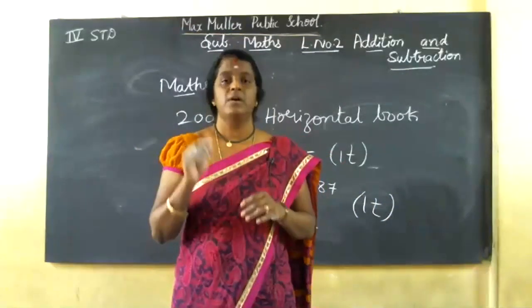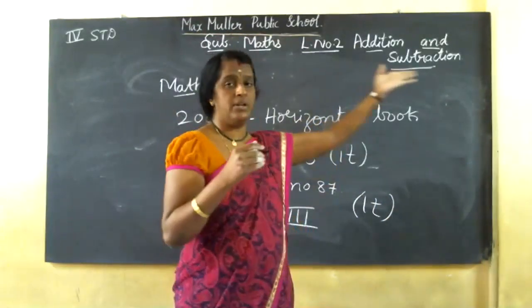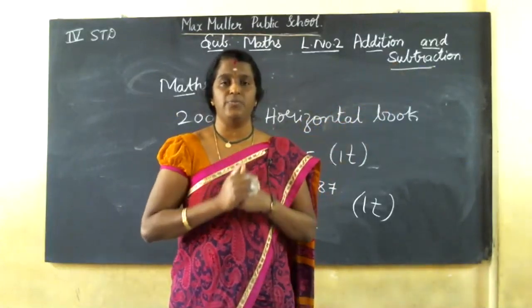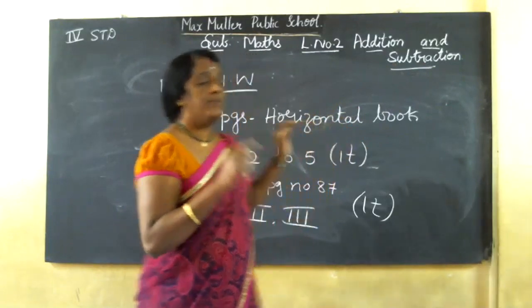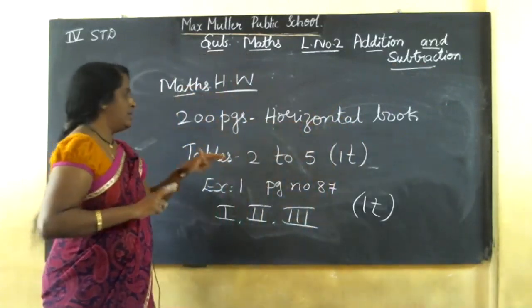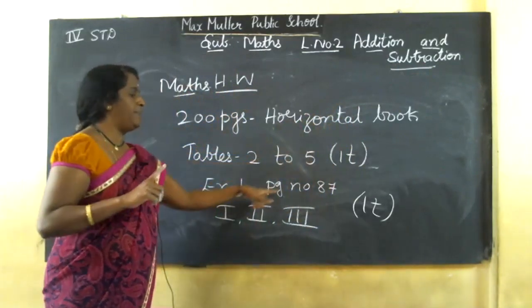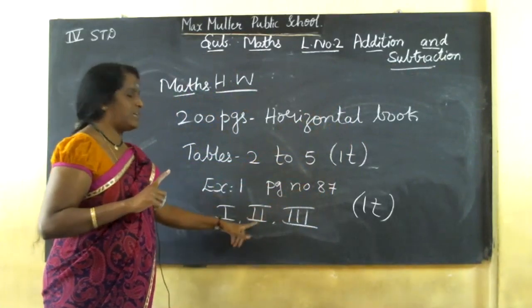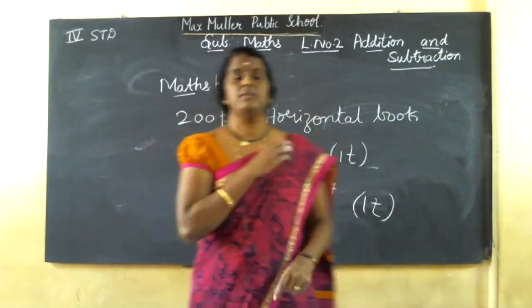So from today onwards, you should write homework. Before, when I did addition and subtraction and all, that you should write in the rough book, practice book. Take out the 200 pages horizontal book, that is the maths homework. Tables, 2 ones are 2, 5 ones are 1 time. Exercise 1, page number 87, first main, second main, third main, you should write 1 time. Okay, here I'll end my class. Thank you, children.